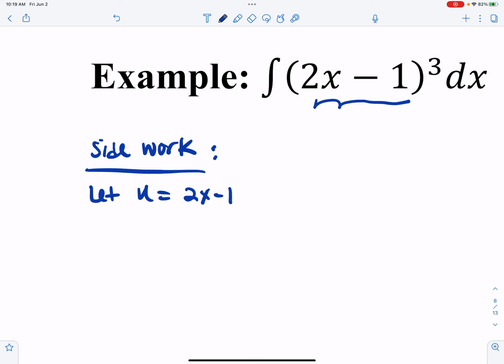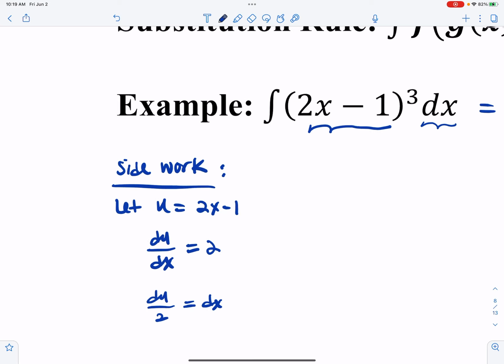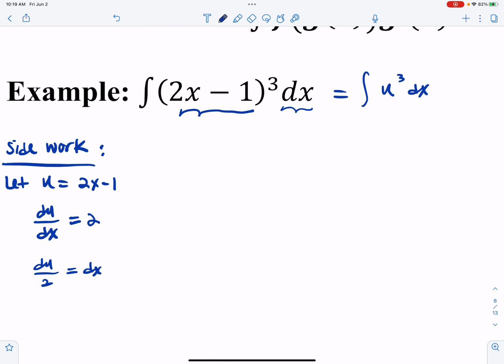Remember how I said one way to read dy over dx was the derivative of y with respect to x? Now we're going to find the derivative of u with respect to x, which, applying power rule for differentiation, would just be 2. And we want to replace dx. So we can think about solving for dx, and now we are able to replace this dx with du over 2.